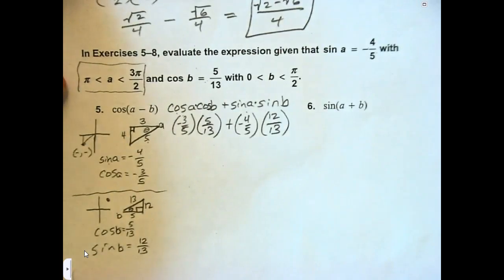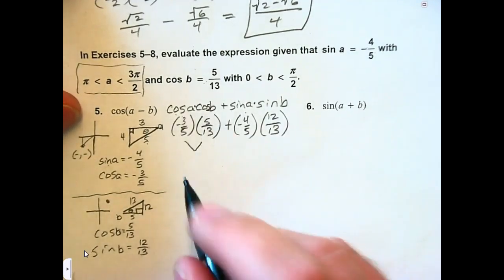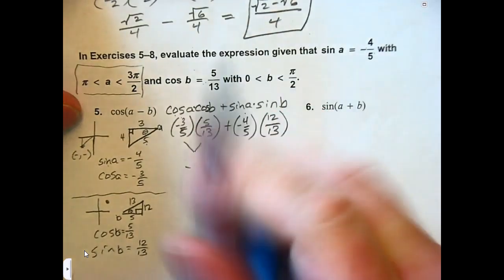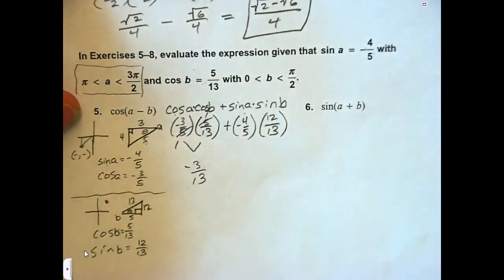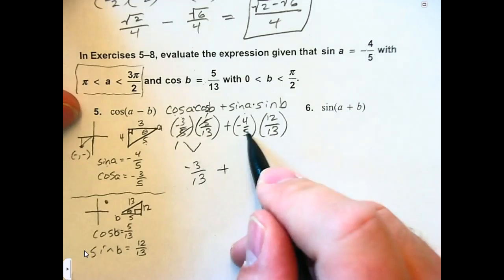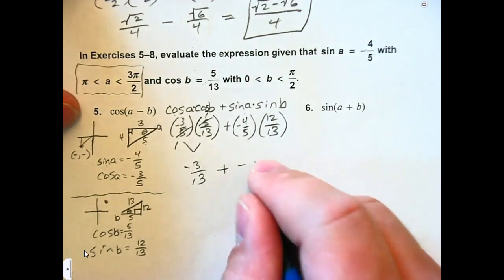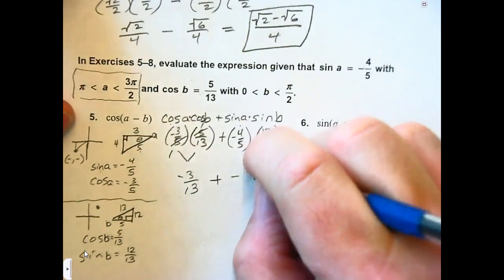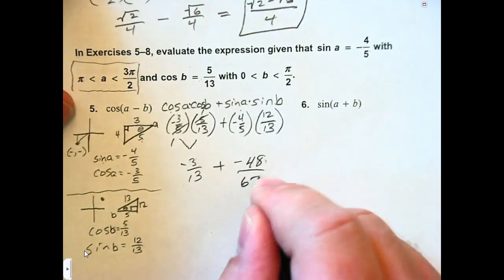And now we're just doing the math. Putting fractions together. Deal with this term. -15. Actually, let's reduce. Save some time there. -3/13. Plus, can't reduce here, that's sad. -36. Just joking. -48 over 65.